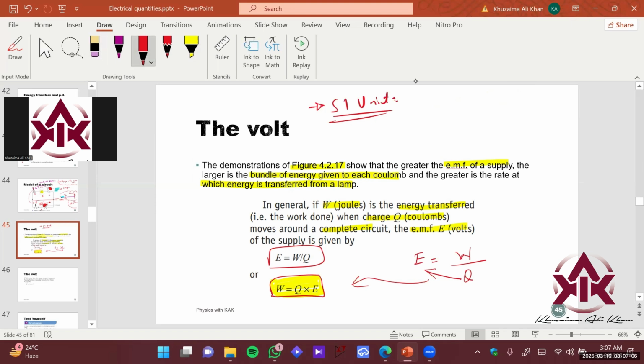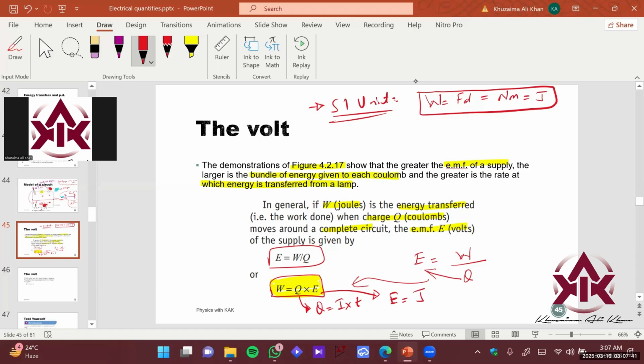So work done, if you recall, is force times distance, from the forces chapter. This is newton meter, which is also equivalent to joules, right? Now if you work out the formula for charge, what is charge? Charge is current times time, right? And what is energy? Energy is work done upon charges, and you can also find energy using the idea of EMF. So this is also measured in joules. You can combine them together and get the same relation, right?